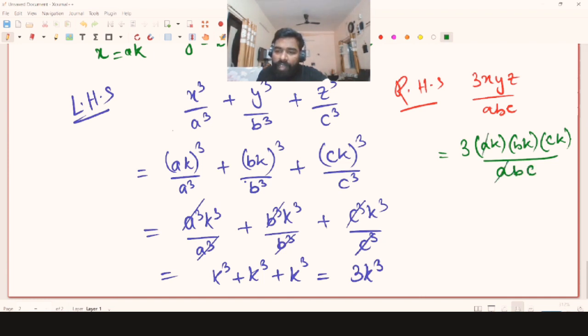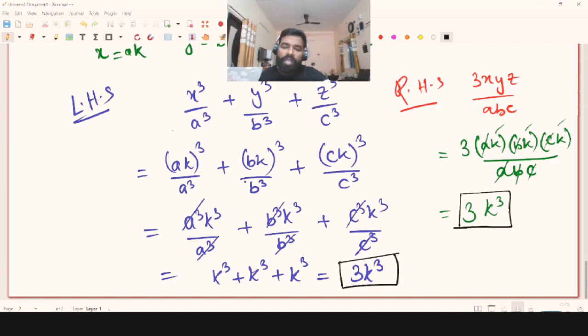If you cut a, again cut b, and cut c, what is left upside is 3, and three k's are left in multiplication, so I can write k cube. So what we have shown is that the left hand part is 3k cube, and the right hand part is also 3k cube. So I can write LHS is equal to RHS.